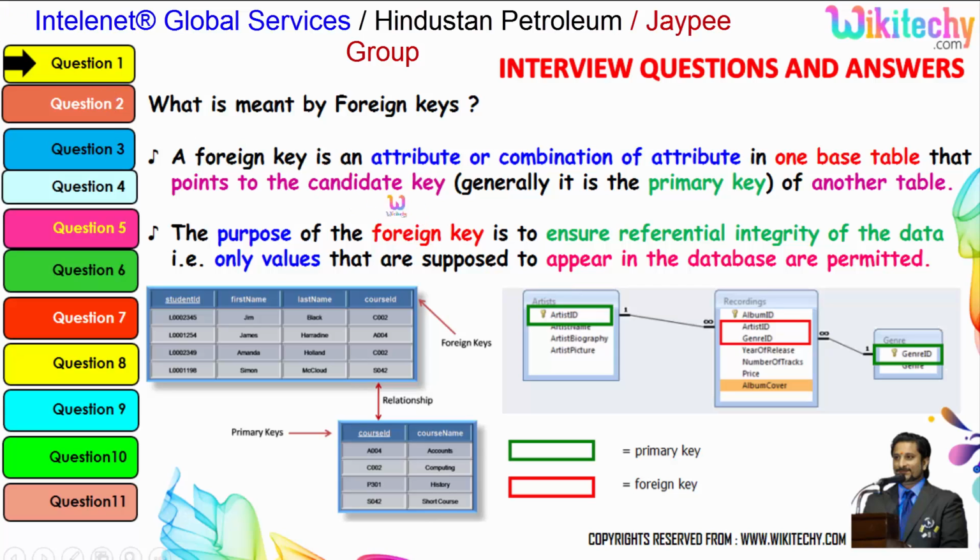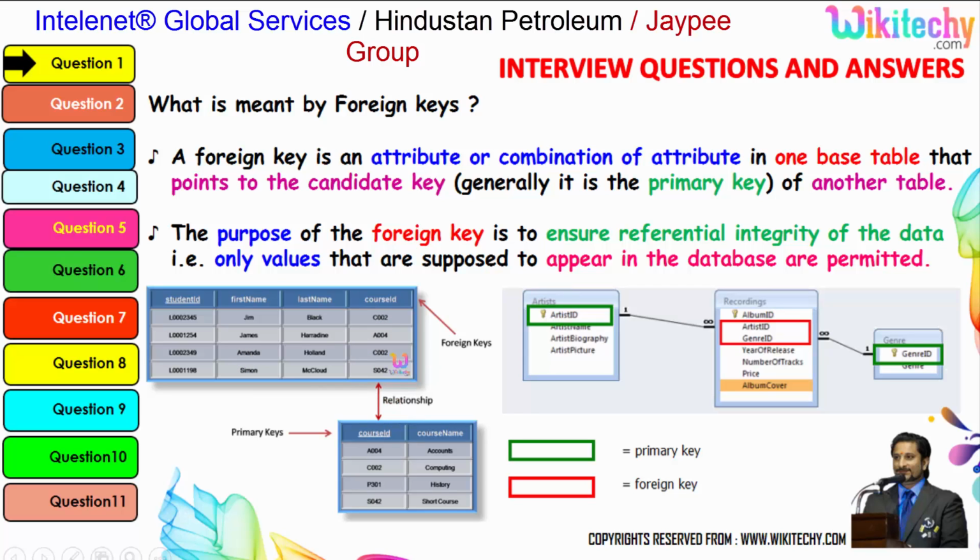Here is the question. What is meant by foreign keys? Considering a database, multiple tables are interrelated via a relationship between the tables using keys. The key which uniquely identifies a data is called a primary key, and which is referred in another table, they call it a foreign key. So a foreign key is an attribute or combination of attributes in one base table that points to the candidate key of another table. The purpose of the foreign key is to ensure referential integrity of the data.